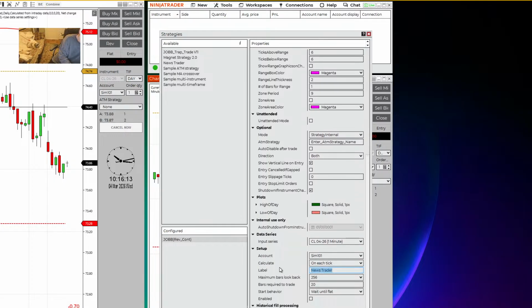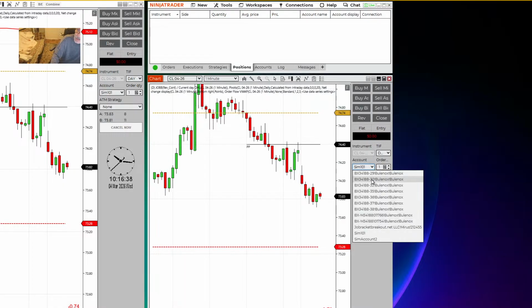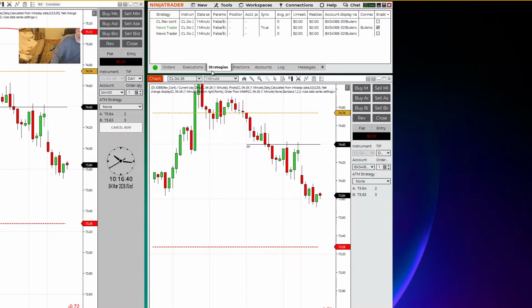Label it CL reverse continue. And I'll trade that in one of my small accounts, one of my end of day accounts, number 30. All right, so first things first. CL reverse continue. That's ready to go.